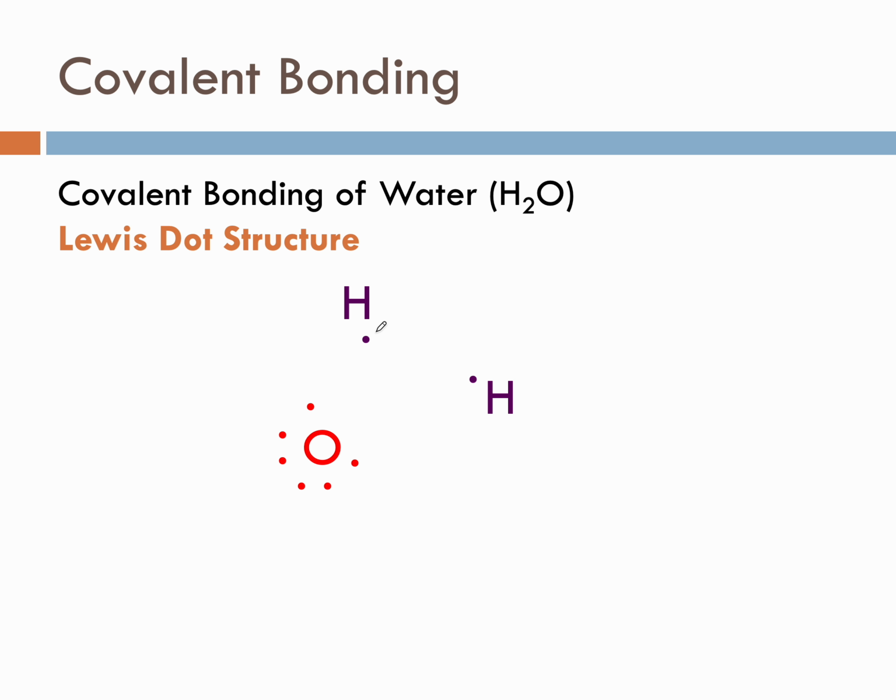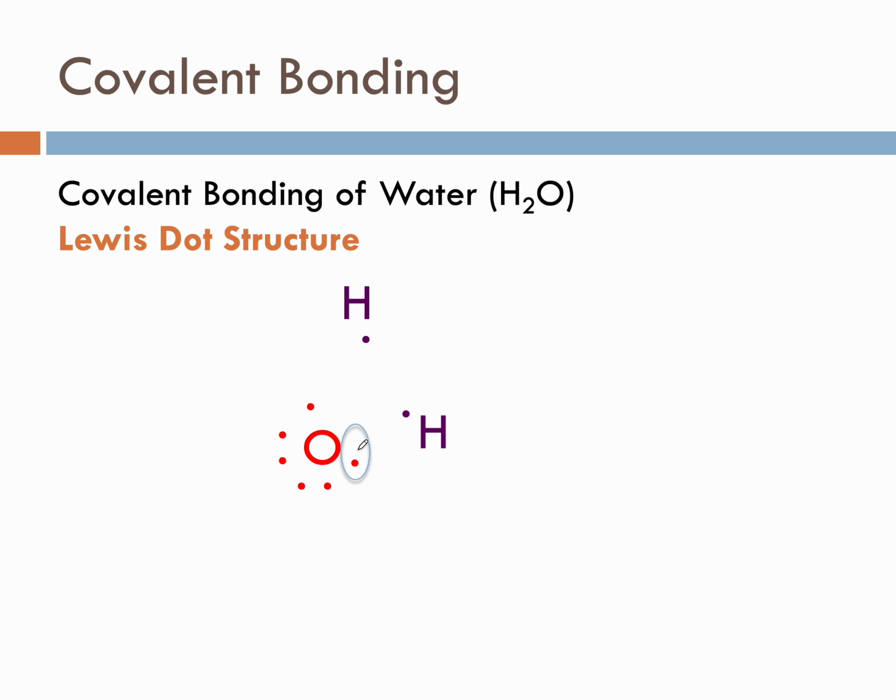Let's try water, very important one. So water is made of oxygen, which has 1, 2, 3, 4, 5, 6 valence electrons, and then 2 hydrogens. Each hydrogen has 1 valence electron. So what's going to happen here is that this valence electron from one hydrogen will come and join this unpaired electron from the oxygen, and this valence electron here will join this unpaired electron.